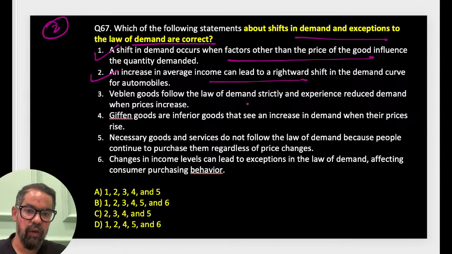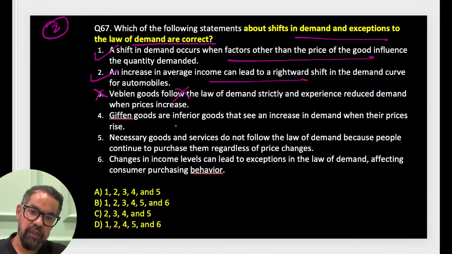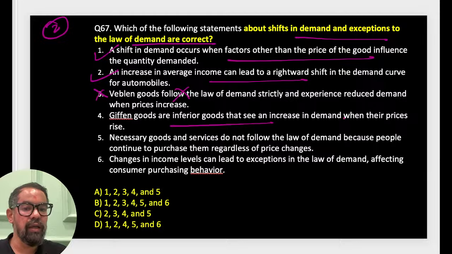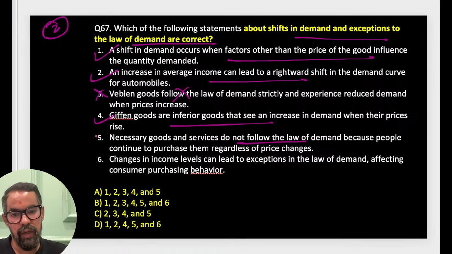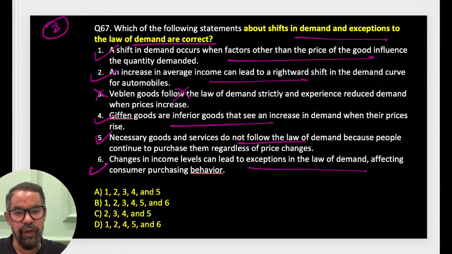Veblen goods follow the law of demand? No, they do not follow the law of demand. They are a symbol of status. Giffen goods are inferior goods that see an increase in demand when their prices rise. Yes. Necessary goods do not follow. This is true, okay. And the next one is change in income level can lead to exceptions to the law of demand, and this is also correct, okay. So all are correct.